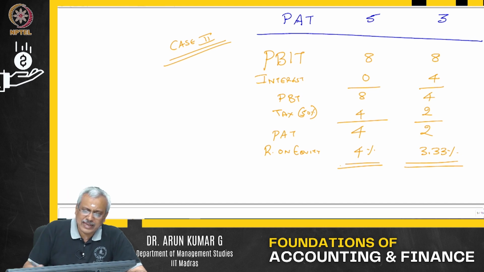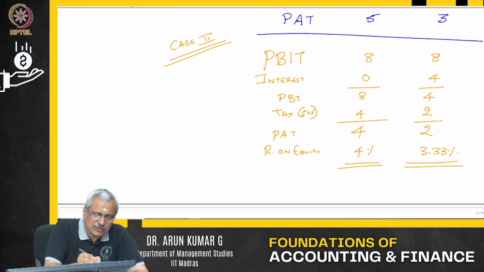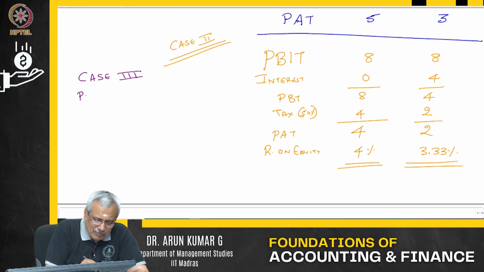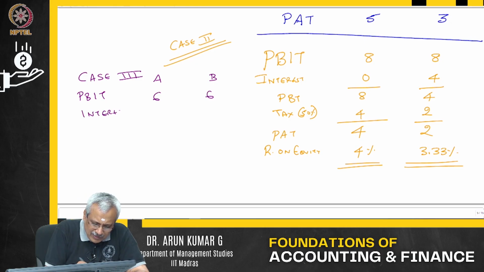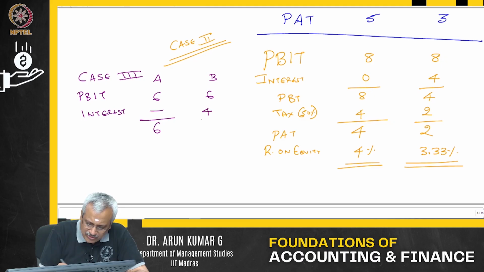I can do one more case. I can do case 3. I will use a different color. Case 3. Supposing the PBIT, the worst COVID year for A and B, drops to $6. My interest component for this is 0, for this is $4. So, 6 and $2. That is my PBT.